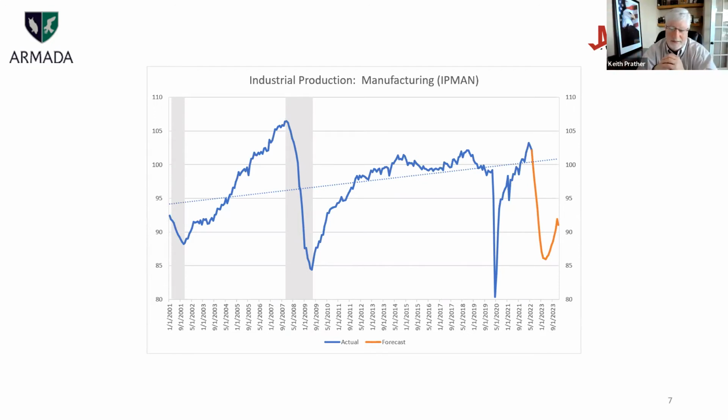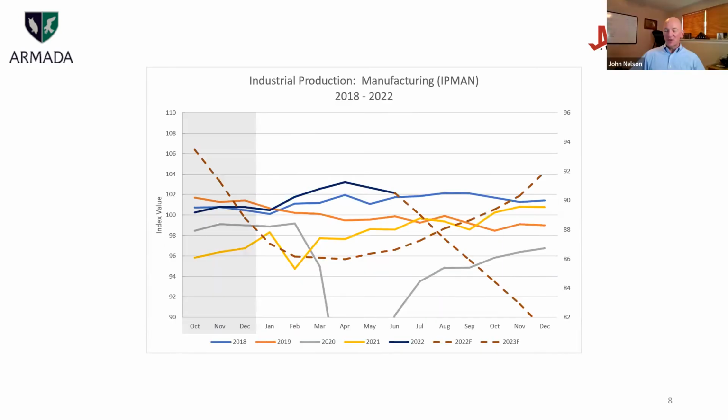Yep. So this is what the year over year looks like, and you can see the projection for the months going forward in the dashed line, in red. It's kind of an ugly story.